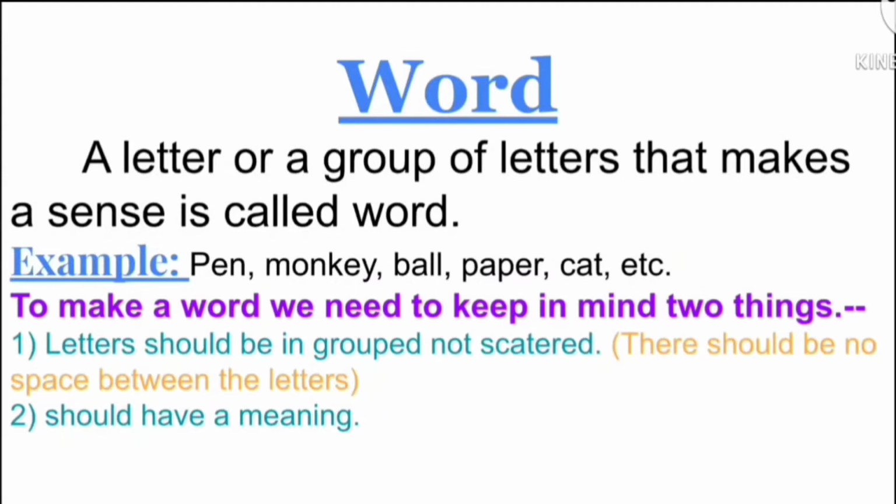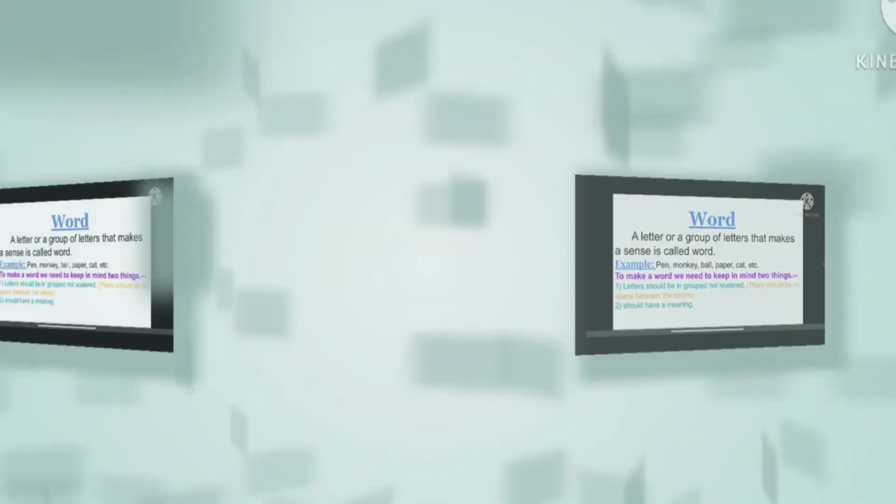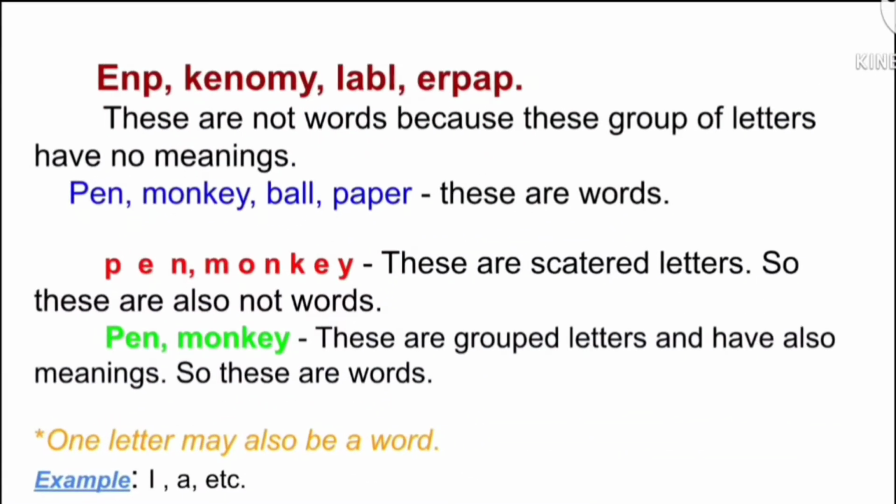To make a word, we need to keep in mind two things. Firstly, letters should be grouped, not scattered. That means there should be no space between the letters. And second, the grouped letters should have a meaning. Like here, ENP, KENOMY, LABL, ERPAP. These are grouped letters, but these are not words because they have no meanings.